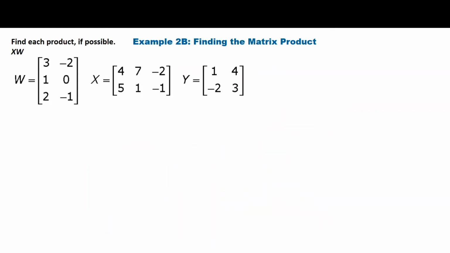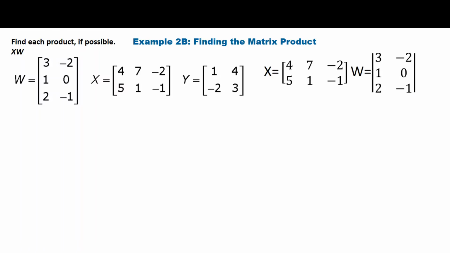All right, so let's look at this next problem. It says find each product if possible, the product of x times w. So the first thing we want to do is go ahead and write our x with the matrix out there and our w with its matrix, and we're going to check the dimensions to see if we can actually even multiply this. So the first thing to do is check our matrix, and this one is 2 rows by 3 columns, and this one is 3 rows by 2 columns, and we can see that the columns equals the rows, and so we will be able to do this, and it's going to be a 2 by 2 matrix.